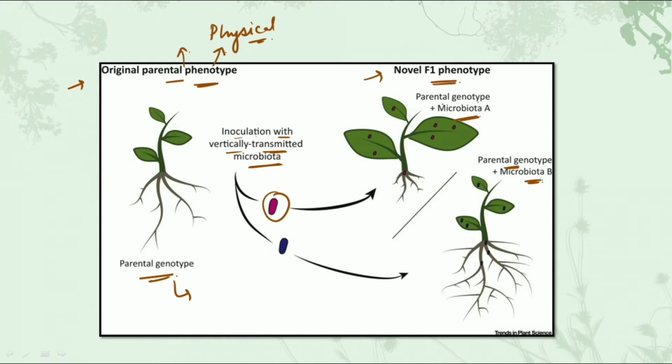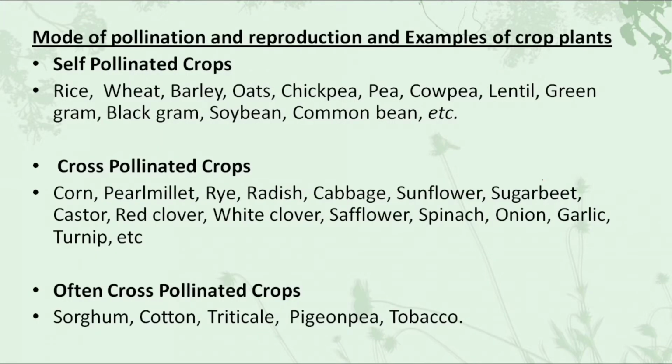Let's understand the mode of pollination and reproduction, and some examples. I have provided a list of self-pollinated crops, cross-pollinated crops, and some crops that are often cross-pollinated. Just go through this complete list. This might help you in some question or the other. Just pause the video here and try to note down all the points listed here.